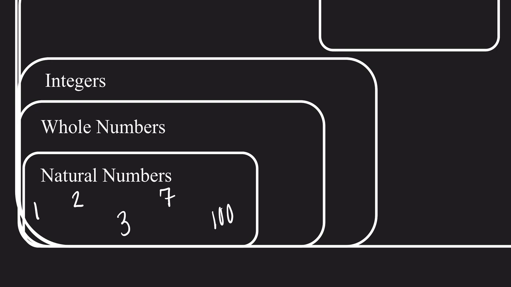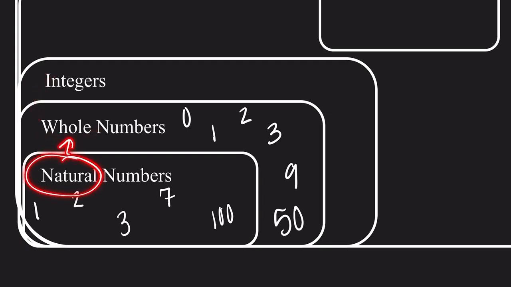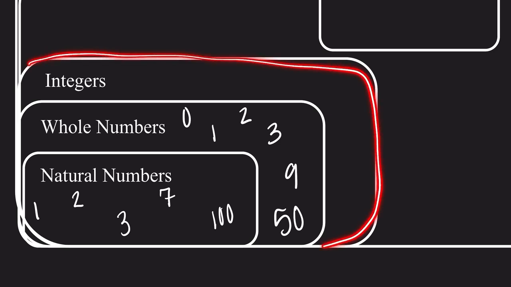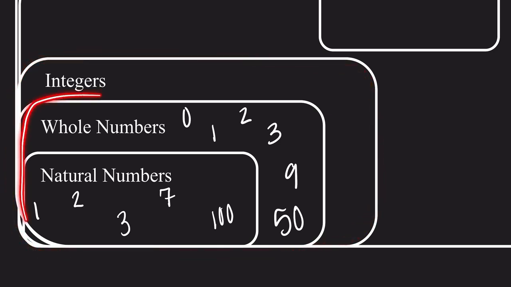When we move up to our whole numbers category, it's the same thing as natural numbers, except we're going to include zero. Okay? So what you're going to notice is every time we move up a category, so from natural to whole, from whole to integers, all natural numbers are included in the whole numbers, and all whole numbers are going to be included in integers. So it's kind of like, okay, integers is going to be all of this. Whole numbers is going to be all of this, if that kind of makes sense.